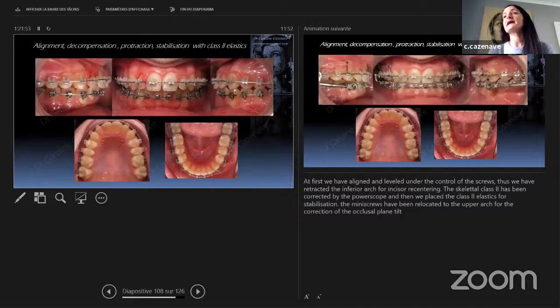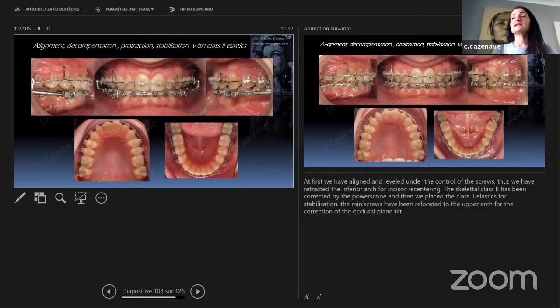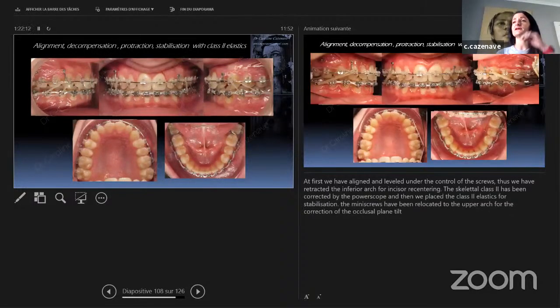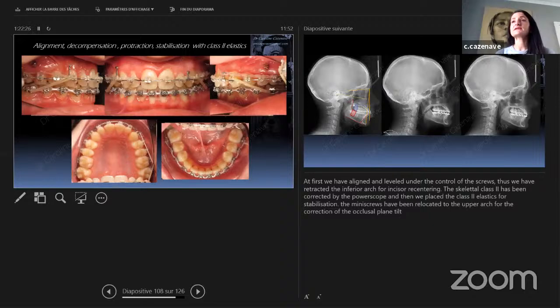But first, we aligned and leveled under the control of the screws. Thus, we have retracted the inferior arch for incisor centering. The skeletal class 2 has been corrected by the propulsion, and then we placed the class 2 elastics for stabilization. The meniscus have been relocated to the upper arch for the correction of the occlusal plane tilt.